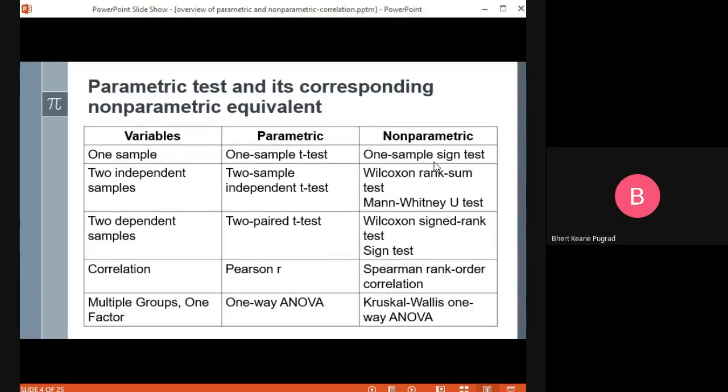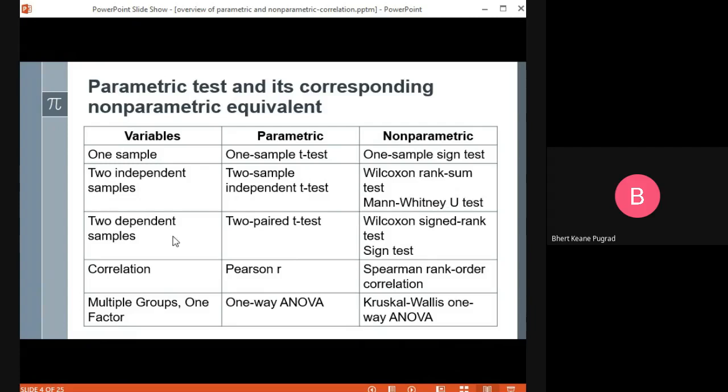Okay, so these are the different parametric tests and their corresponding equivalents. We have here the variables, the parametric and the non-parametric tests. If you only have one variable or one sample, then we have a one-sample t-test for parametric and a one-sample sign test for non-parametric. For two independent samples, we have the two-sample independent t-test, and for non-parametric we have the Wilcoxon rank sum test and the Mann-Whitney U test.